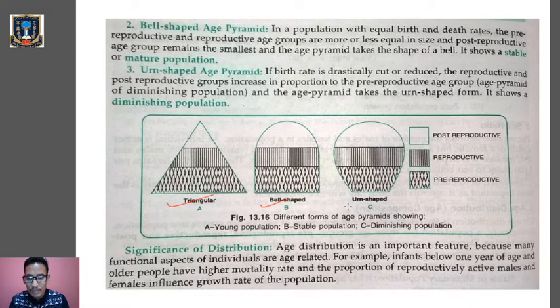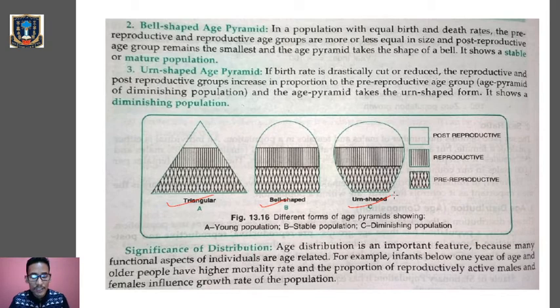And when we go to the urn-shaped age pyramid, here the birth rate is drastically reduced or cut off. And we said that the reproductive and the post-reproductive groups will increase in proportion as compared to the pre-reproductive age group, and such a population shows diminishing population. Okay, so we have finished the age pyramid and the age distributions.